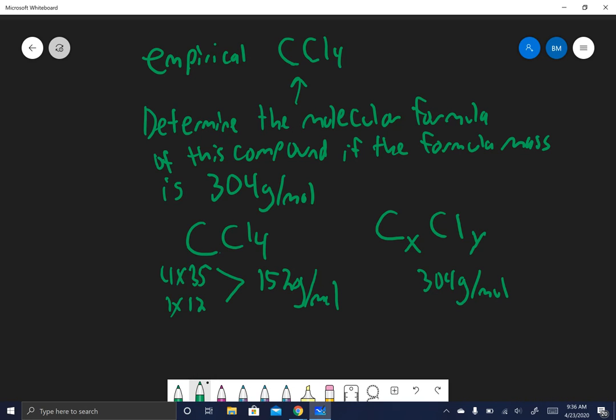Again, how did I do that? Well, I took my answer from the last question, this compound here, and I multiplied 4 by 35 and then 1 by 12, and added them together. I add these together and I get 152. So I know this compound's larger. How many times larger? I just divide these. So 304 divided by 152.